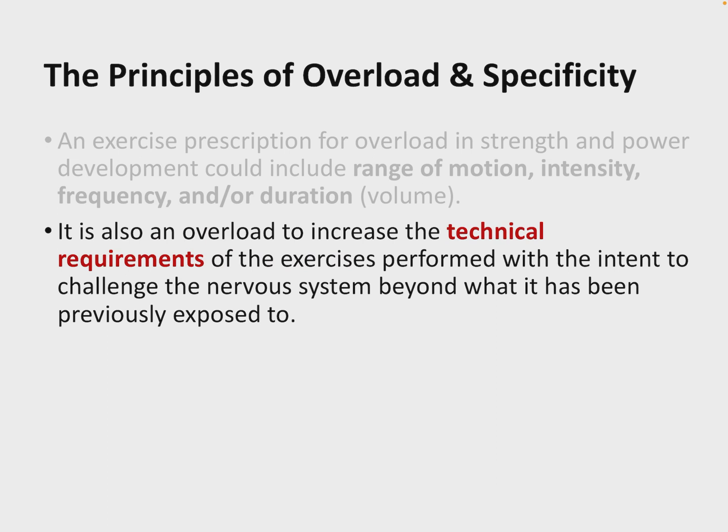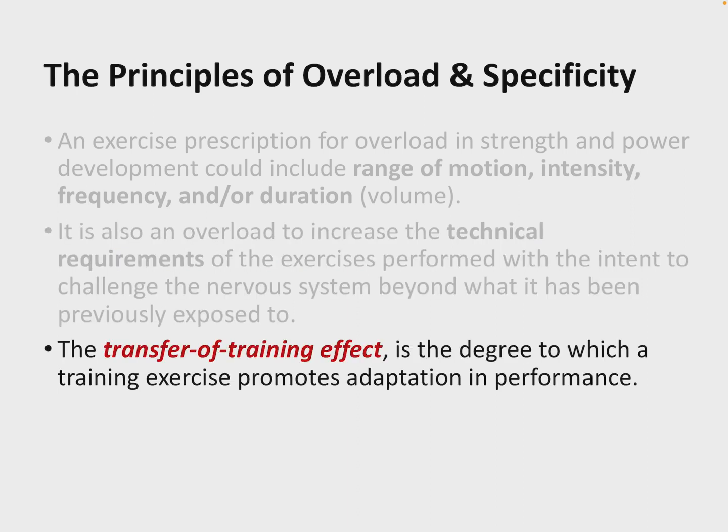It is also an overload to increase the technical requirements. So this is really a key part of this chapter. We want to think about challenging the nervous system or our balance. So the technical requirements of the exercises performed with the intent to challenge the nervous system beyond what has been previously exposed to. Born out of that is the transfer of training effect, and this is the degree to which a training exercise promotes adaptation in performance.